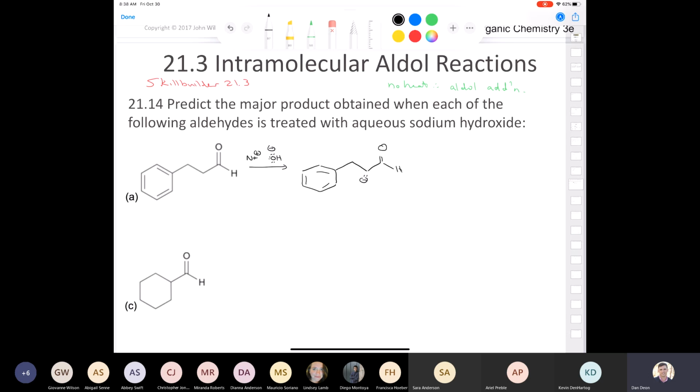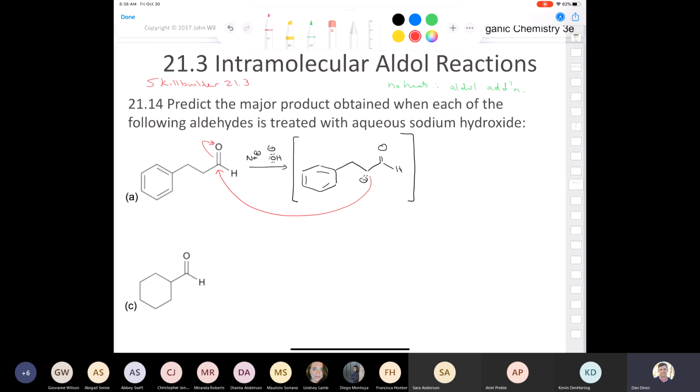here, because in solution we're going to have this intermediate, right? We're going to have this enolate, and we're also going to have this aldehyde. Both of them are going to be in solution. We treated it with sodium hydroxide, not LDA. If we treated it with LDA, we would only have the enolate, but now we've got both. And so we've got a nucleophile, the enolate, and we have an electrophile, the aldehyde. And so we're going to get a nucleophilic attack like this.